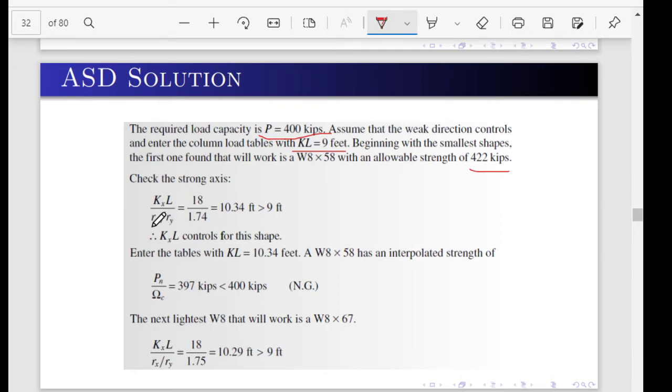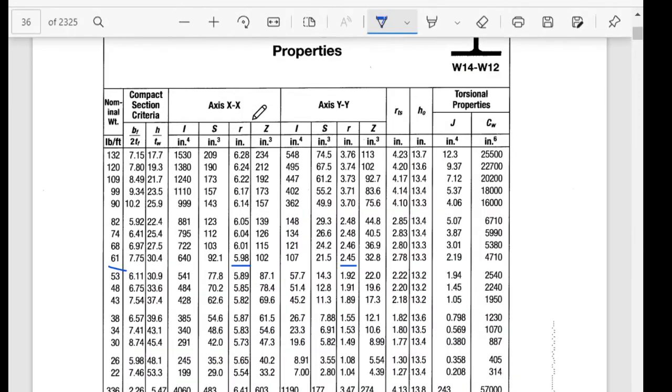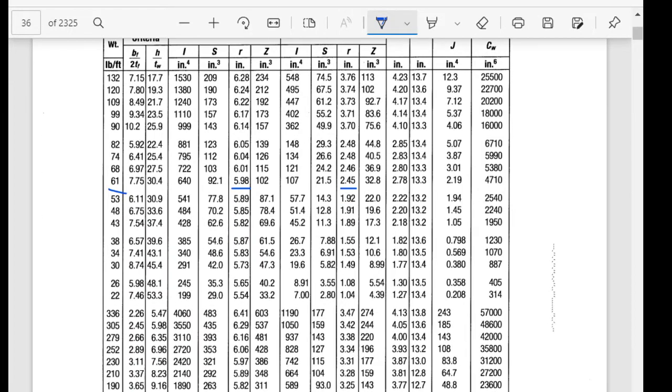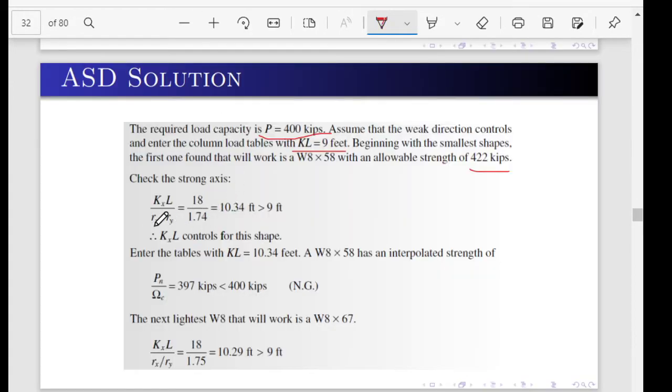Again, we'll try to get the value of the radius of gyration along the x-axis, rx, and along y, ry. The ratio of that, according to the table of properties, as you know how to find it. You see, the value of the ratio is, because we have to check also the strong axis, the same procedure as in LRFD. So, 18 divided by this ratio is 10.34, which is greater than 9 feet. So, again, the strong axis will govern, or the KxL controls for this shape.